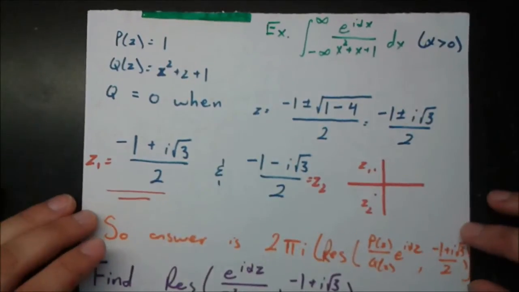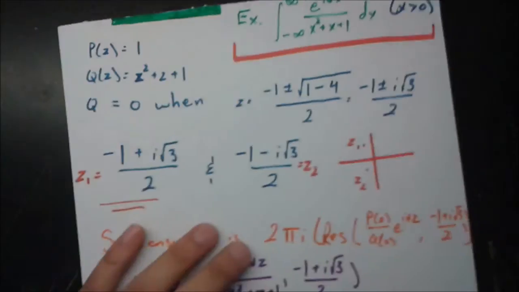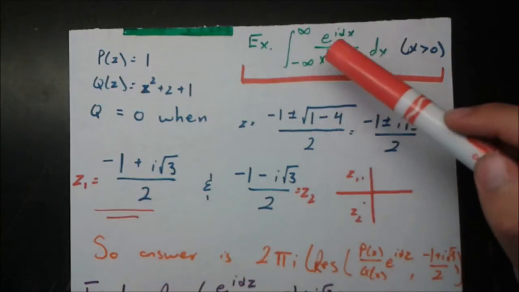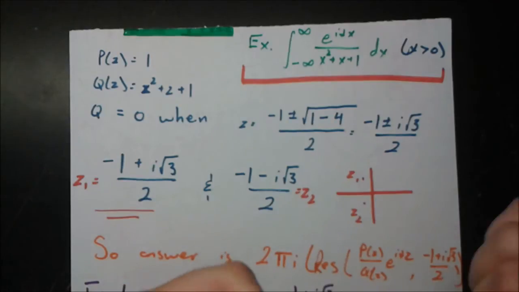So here I have an example. We are trying to evaluate this integral right here. We want to evaluate the integral from negative infinity to infinity of e to the i alpha x over x squared plus x plus 1 dx. Now notice something. This does not have to be real, right?